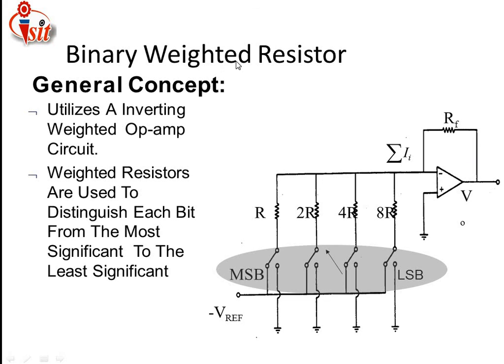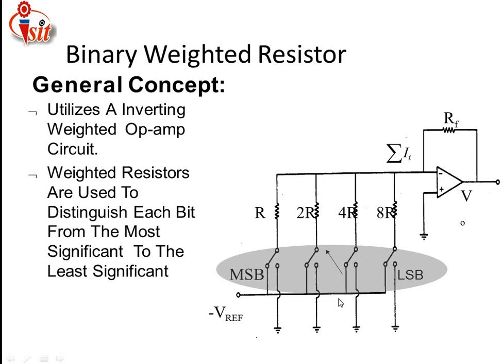The general concept of the binary weighted resistor DAC is that it utilizes an inverting weighted op-amp circuit, and weighted resistors are used to distinguish each bit from the most significant bit to the least significant bit. Each bit is connected to a switch. When the switch is closed, it acts as a 1. When the switch is open, it acts as a 0. These weighted resistors relate to the binary number system.